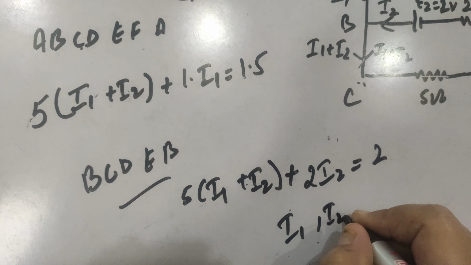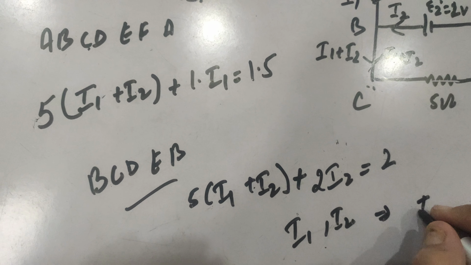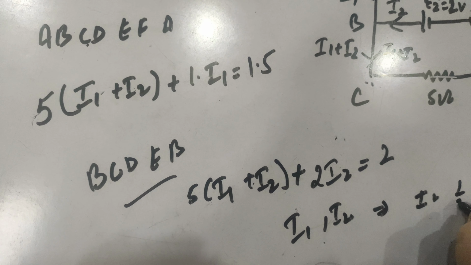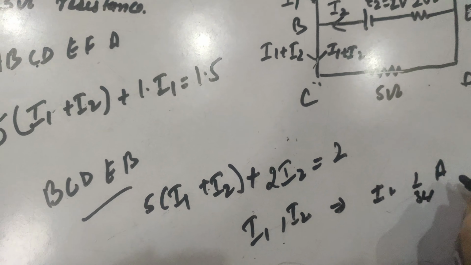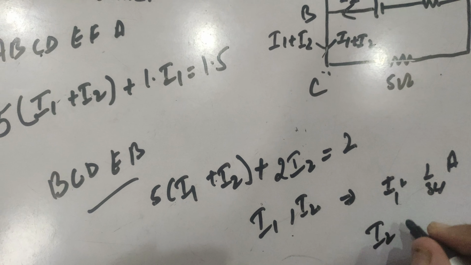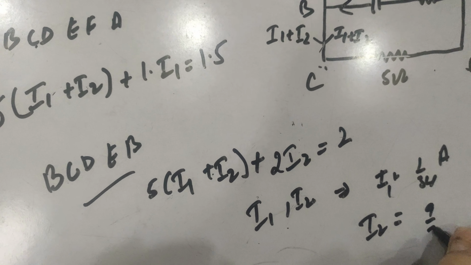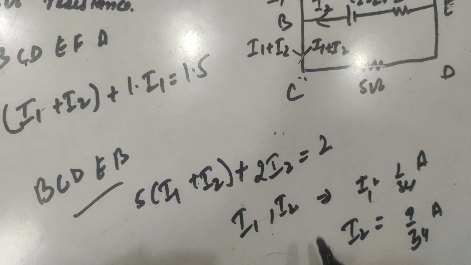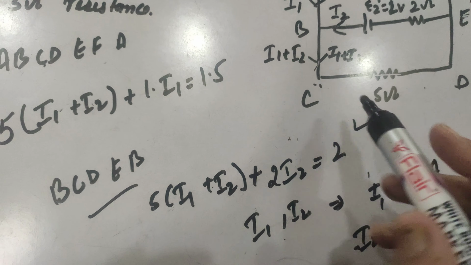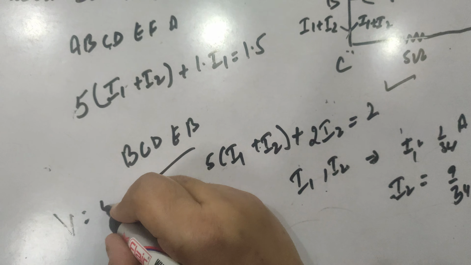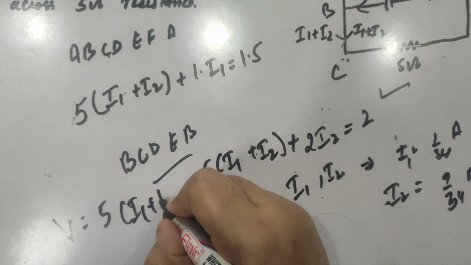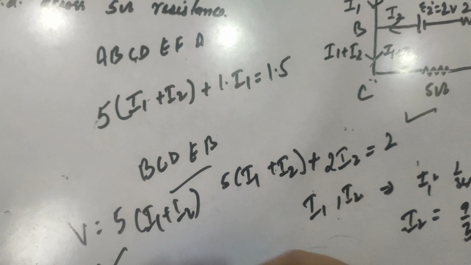and I2. Let us consider the value of I1 comes out to be 1 by 34 A and I2 is 9 by 34 A. So adding these, we can get the value of the potential difference, V is equal to 5 into I1 plus I2. Hence we can get the value of V from here.